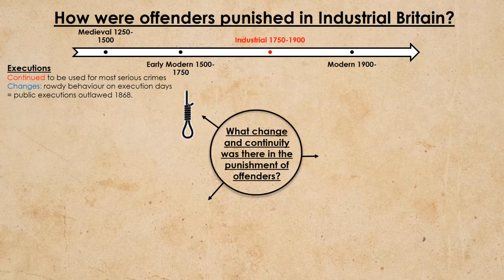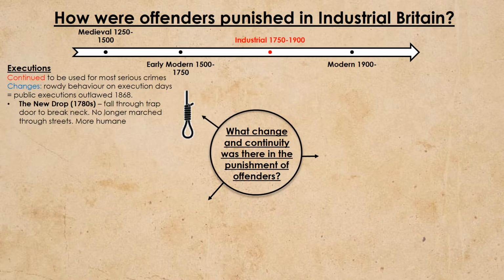Sometimes they were allowed on top of the prison walls, but by and large executions moved behind prison walls to stop this rowdy behaviour. You also get new methods of execution during this time. So in the 1780s you get what is known as the new drop. This is where the condemned offender would fall through a trapdoor in order to instantly break their neck. In previous time periods, the condemned person would have slowly suffocated, but now they are just having their necks instantly broken because it is considered more humane, and there is no longer the march through the streets before the public execution takes place, because it's now either on top of the prison walls or behind the prison walls.